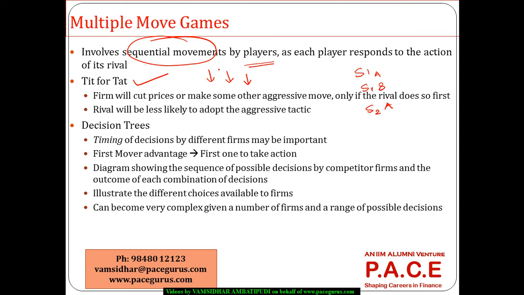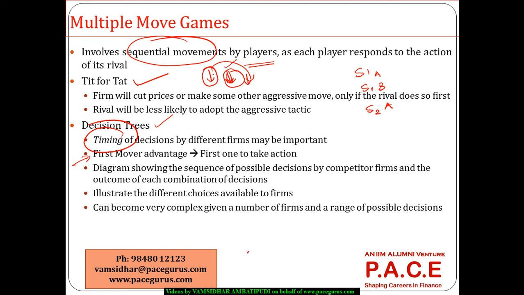In some cases, until this one cuts, the other will not respond. But once this one cuts, the other may respond with a higher cut. Again, this person may respond. So it goes with a series of steps. And in some cases, there is a possibility of a decision tree where the timing of the decisions is very important. A first mover advantage: I want to be the first one to take the action.